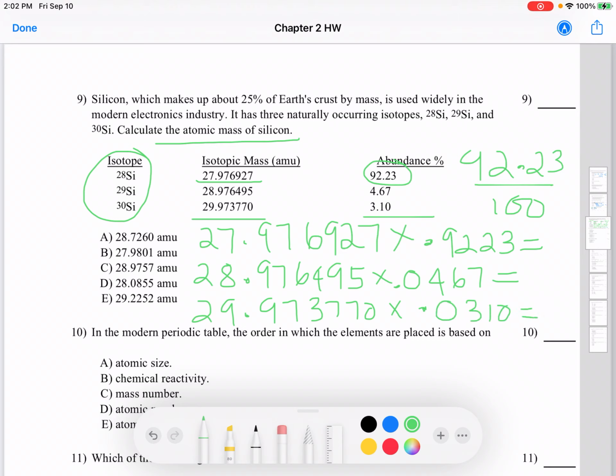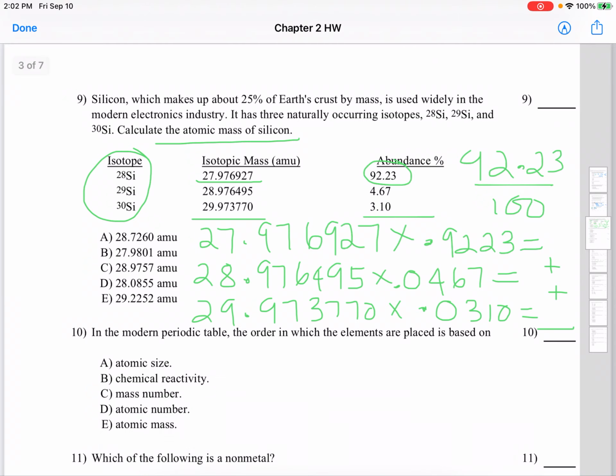So once you get these three answers, you sum them up. You take the sum of the three answers once you are done with your multiplications and you get the correct answer. Okay, that's how you do that problem.